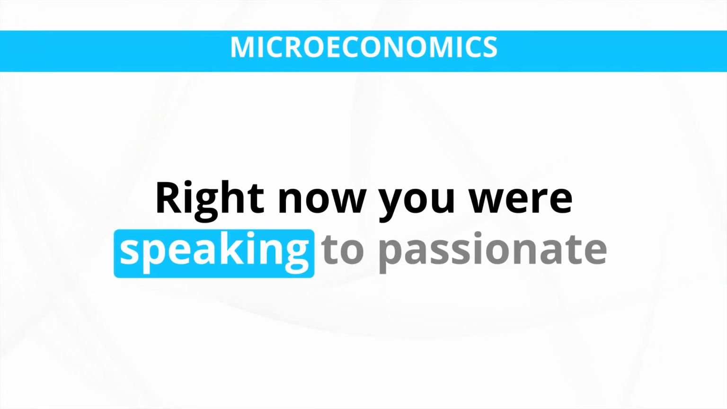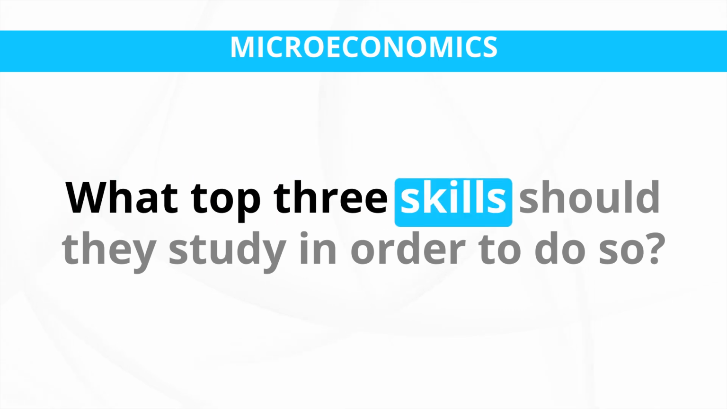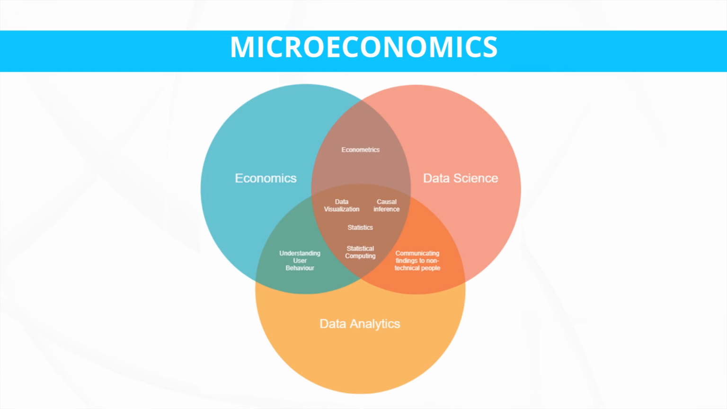Right now, you are speaking to passionate students who want to solve problems like these. What top 3 skills should they study in order to do so? One skill is econometrics and data analysis. Understanding econometric techniques and data analysis is crucial for conducting empirical research on the impact of microeconomic policies on poverty.